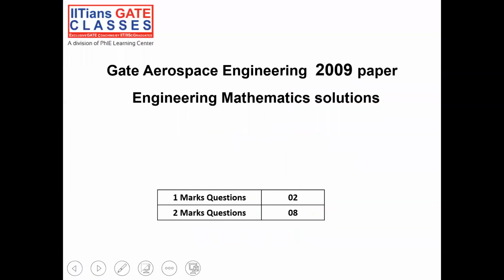In this video, we will be solving the engineering mathematics questions which were asked in GATE 2009 paper of aerospace engineering. In this slide, we can see that there were 10 questions asked in this paper, out of which 2 are 1 mark questions and 8 questions were asked for 2 marks. So let's try to solve this one by one.